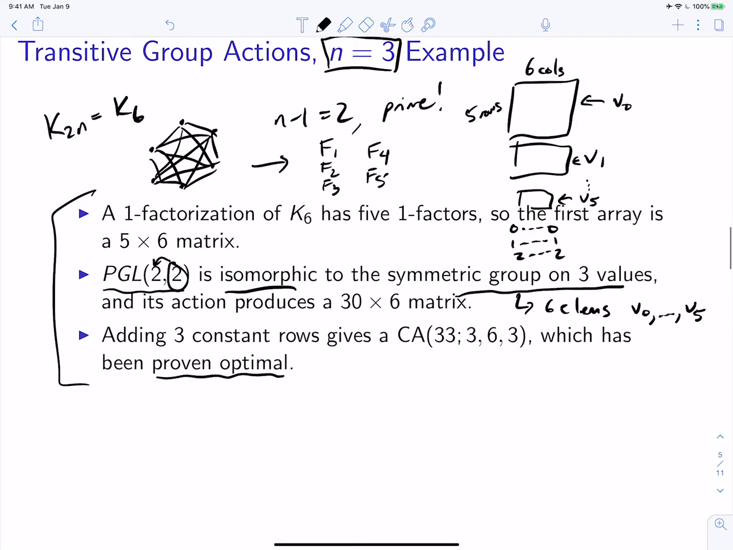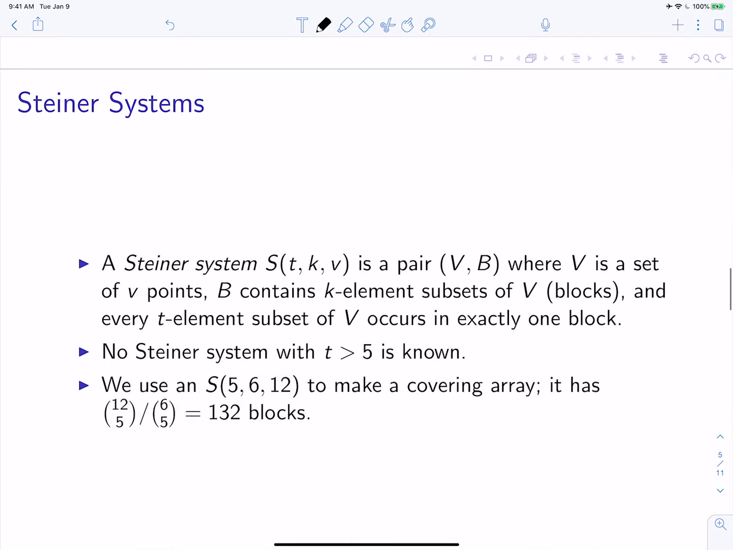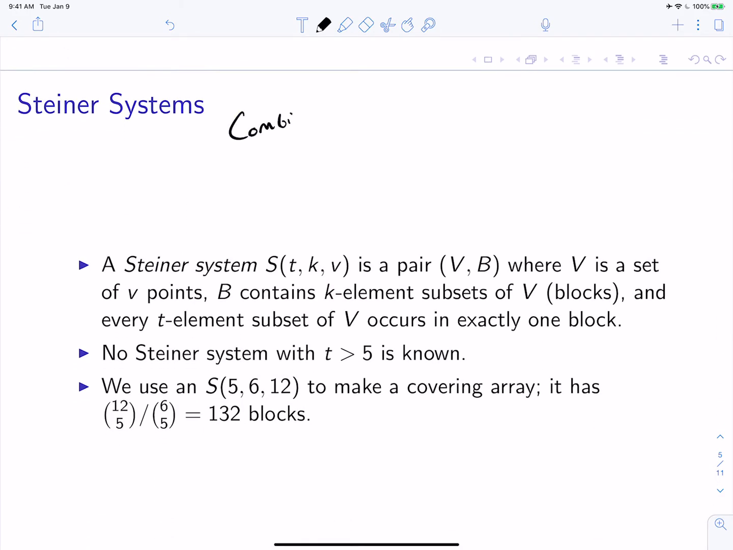Okay, so that is transitive groups. Now let's get on to something called combinatorial design theory.